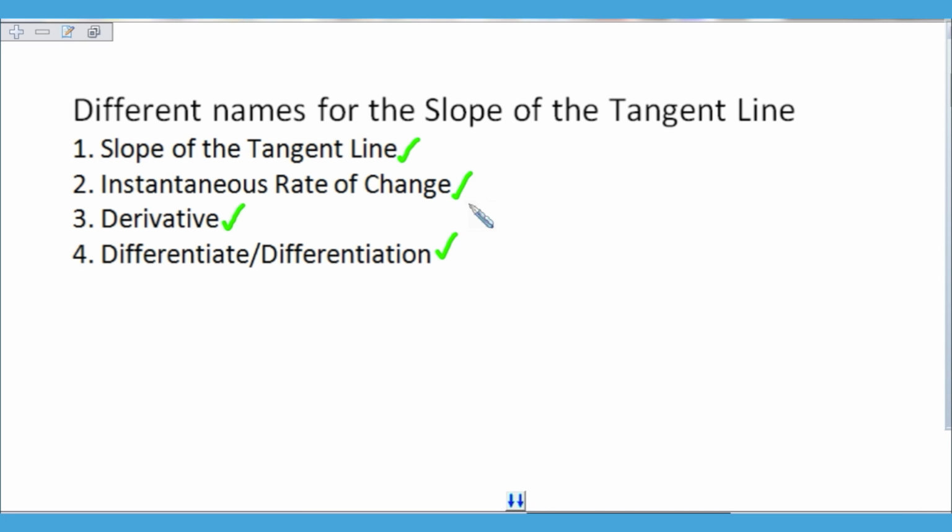You'll hear me say all these words interchangeably, and I didn't want to confuse you because I know I'll start using them. So I want to tell you about all these different words. They all mean find the slope of the tangent line. This is such a big deal that we have a lot of different ways that we talk about it, okay?